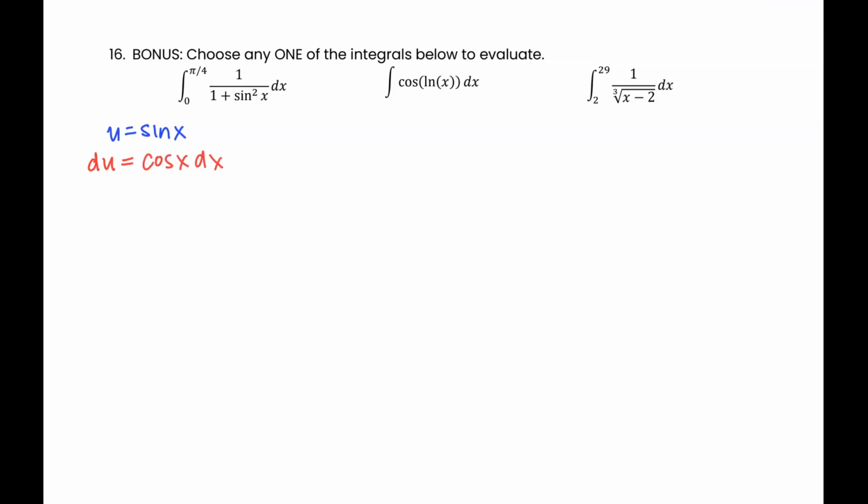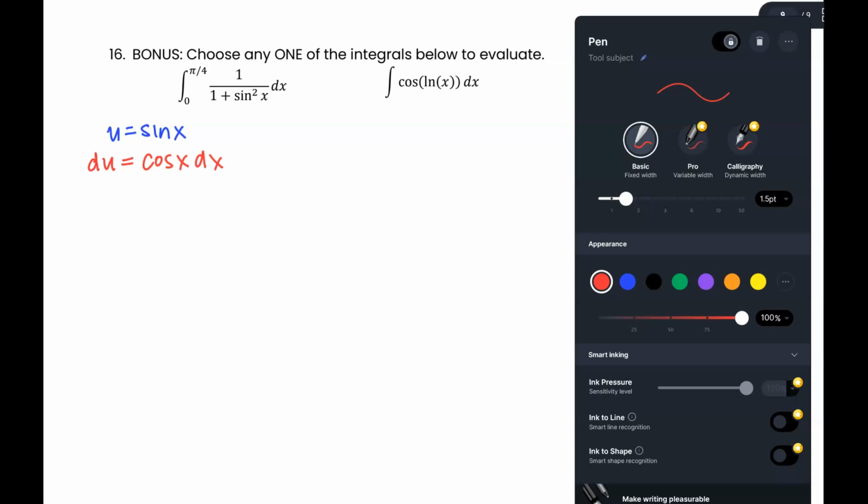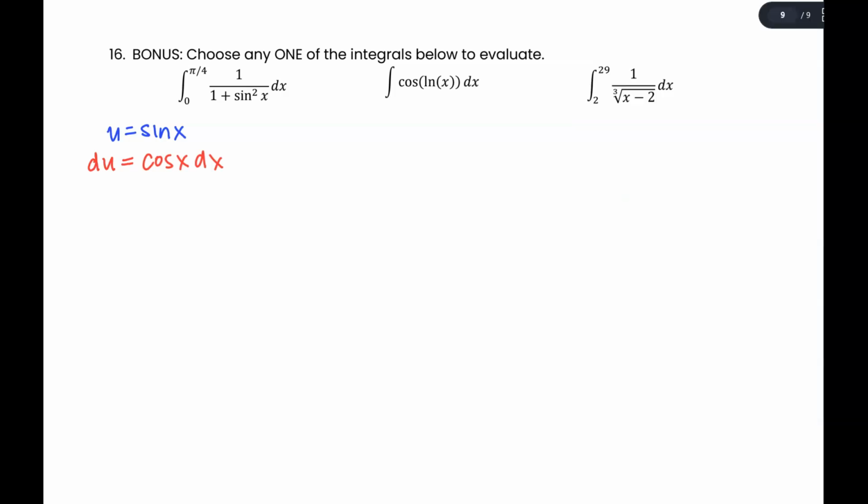I don't have a cosine x though, so I'm going to add it into the problem. I can do that as long as I undo it as well. So let's just rewrite this stupid thing. Okay, I'm going to change my bounds. Sine of 0 is 0. Sine of pi over 4 is root 2 over 2. So we'll go ahead and throw those in. New bounds have been dealt with.